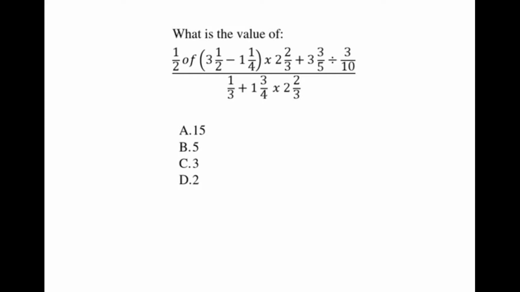What is the value of 1 over 2 of brackets 3 1 over 2 minus 1 1 over 4 times 2 2 over 3 plus 3 3 over 5 divided by 3 over 10 over 1 over 3 plus 1 3 over 4 times 2 2 over 3? Solution.